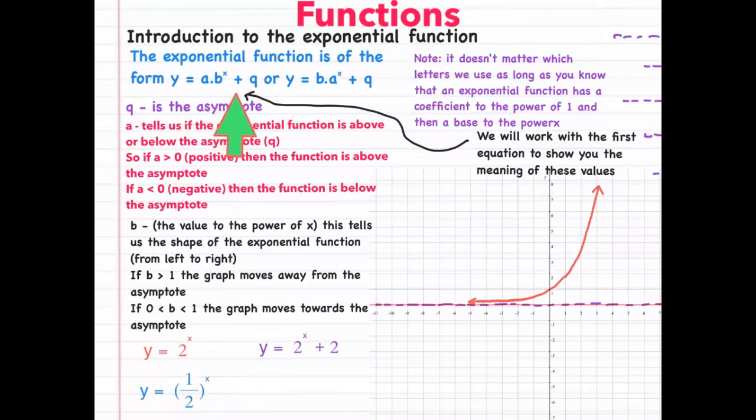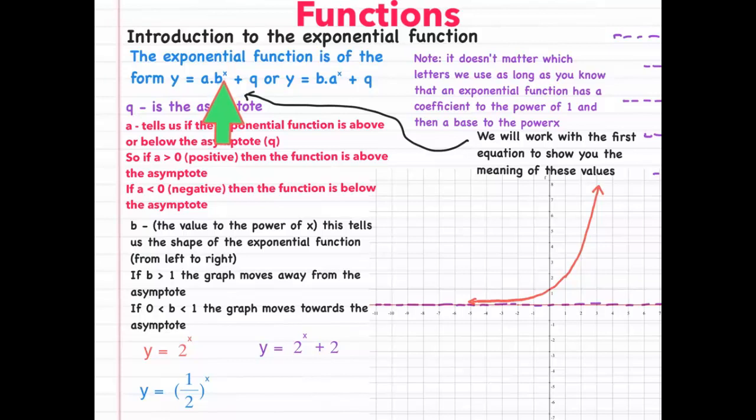Now before we look at this equation here, I want you to note that it doesn't matter which letters we actually use. You will see here that I say the exponential function is of the form y equals a times b to the power of x plus q. It's called an exponential function because there is the x and x is an exponent. That's how we know that we're busy with an exponential function, because the x is actually an exponent.